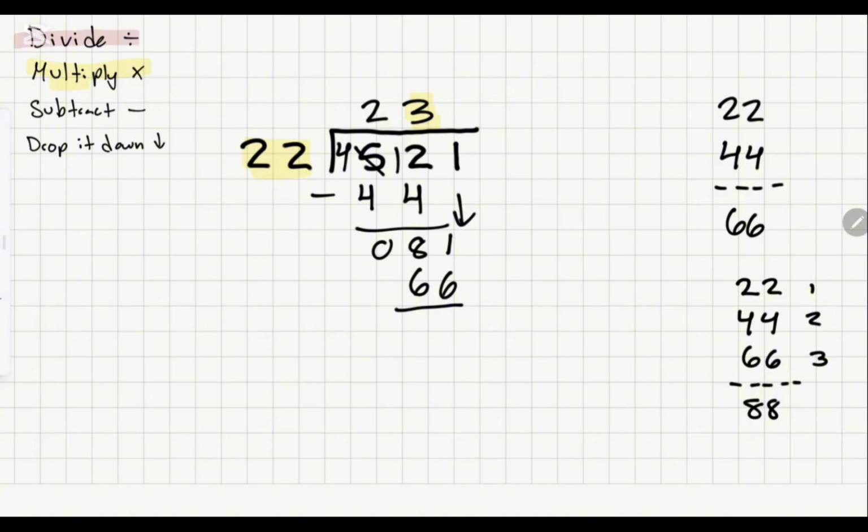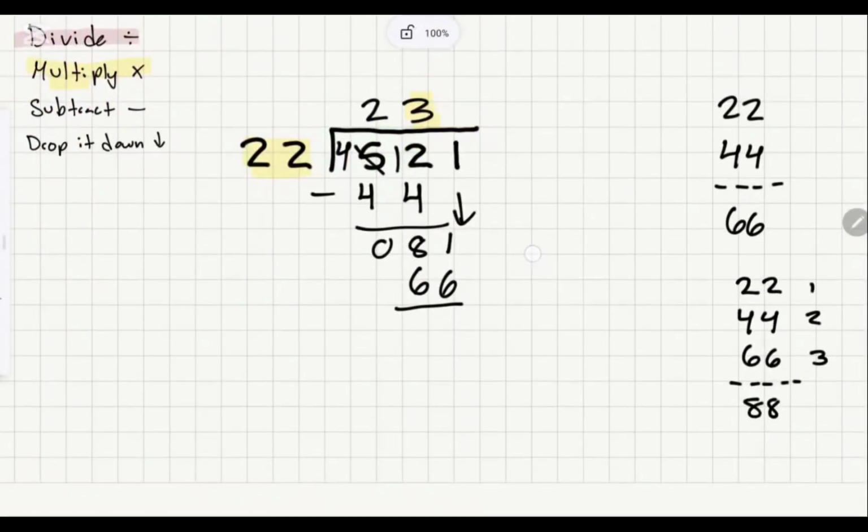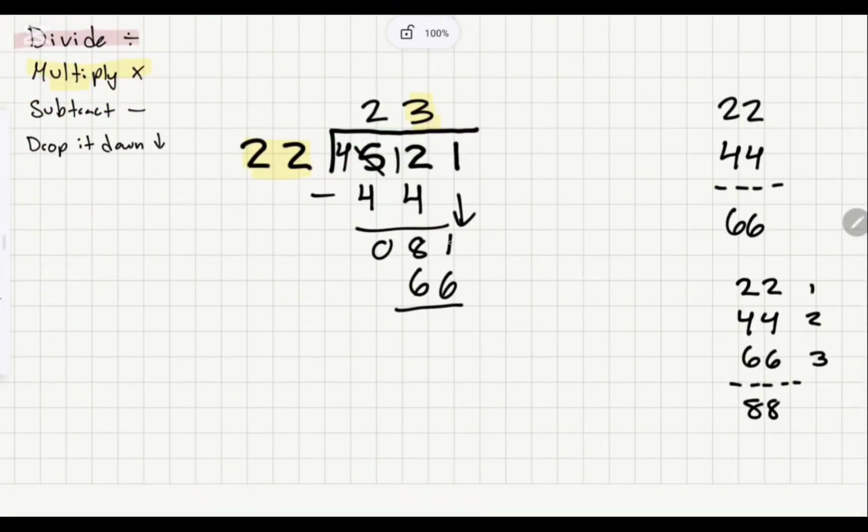And then 81 minus 66. I know that 1 is smaller than 6, so I have to borrow from 8. Turn that into a 7. 11 minus 6 is 5. And then 7 minus 6 is 1, so 15.